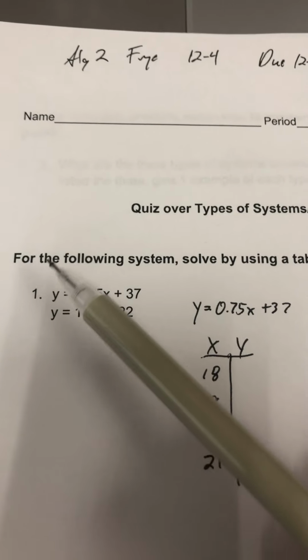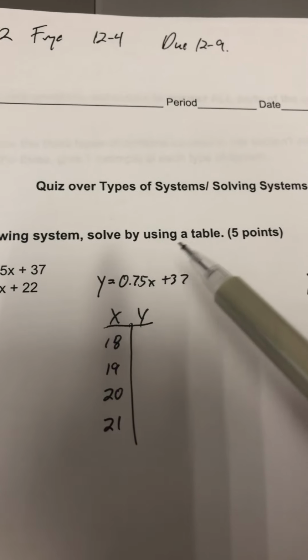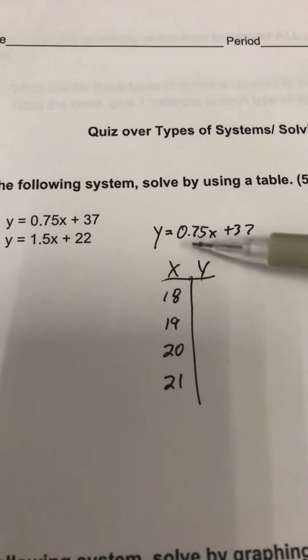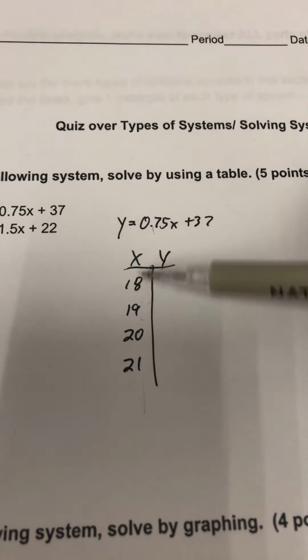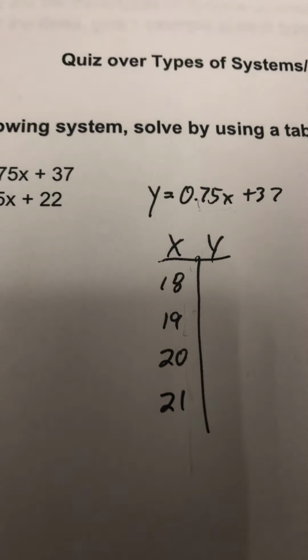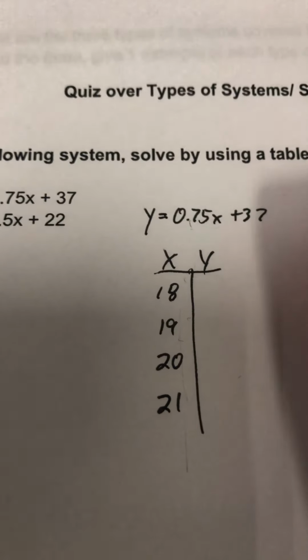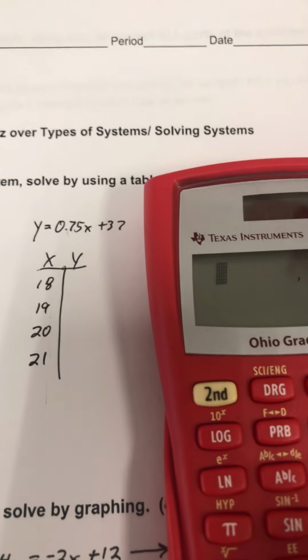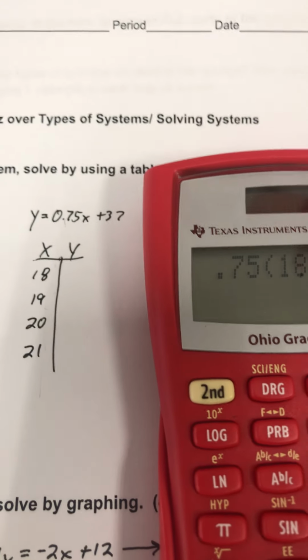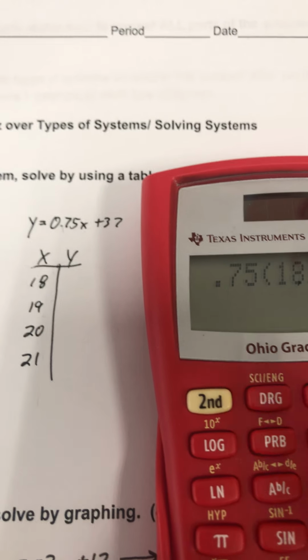So for this first one, for the following system, solve by using a table. I'm going to tell you for this one, start with 18 in each of these. So go ahead and just plug in, for instance, 18 for your x values. What I mean by that is I'm going to have 0.75, and then I'm going to put in parentheses my x value. My first x value is 18, and it's plus 37, okay?